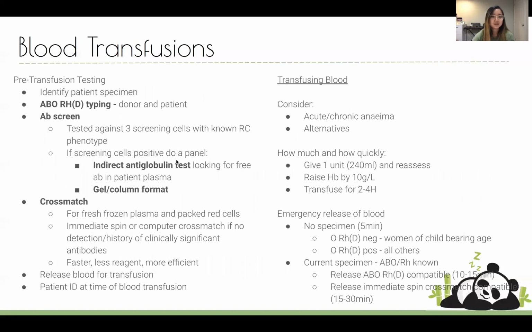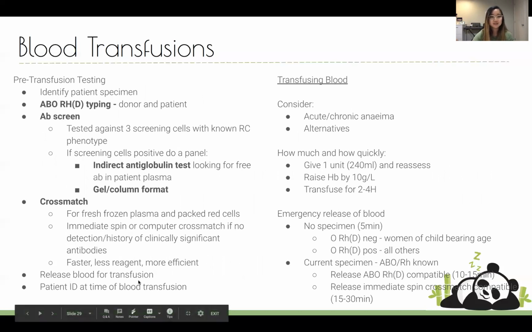Blood transfusions. So pre-transfusion, you need to identify the patient. You need to do an ABO and rhesus blood type for the donor and the patient. You need to do an antibody screen, and you need to do a cross match for fresh frozen plasma and packed red cells, so that there are no overlapping antibodies and antigens, and so they don't get a reaction. And then you release blood for the transfusion. Make sure you ID the patient.